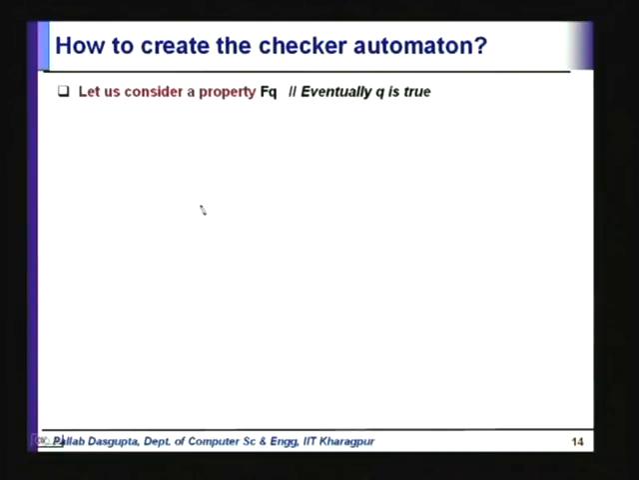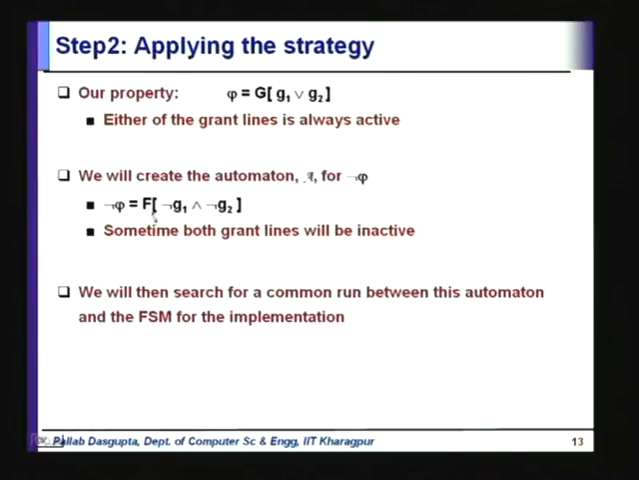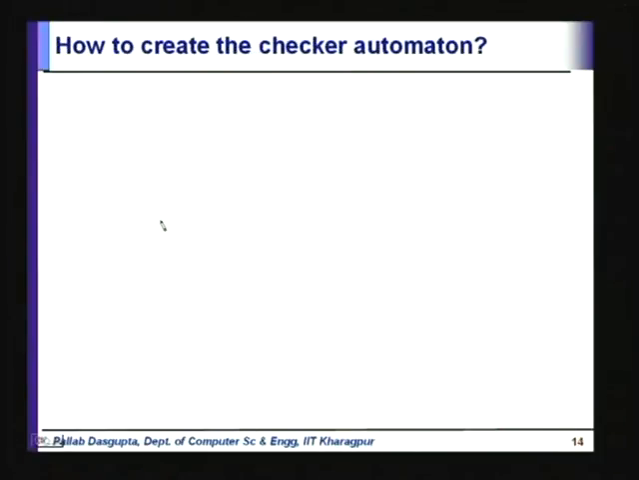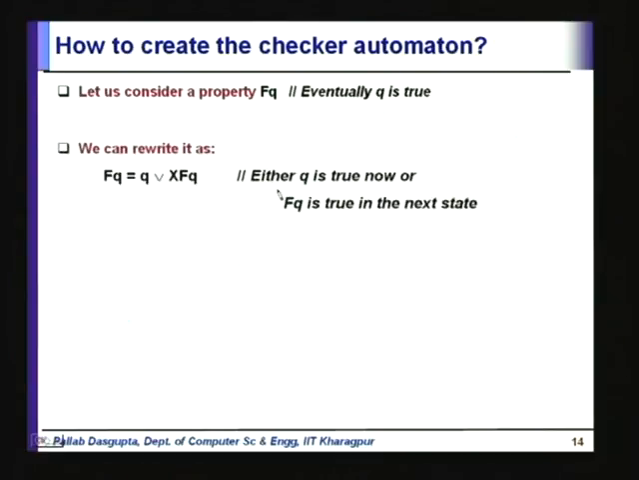Let us consider a property FQ where Q is some Boolean formula. In fact, the property that we are looking at here is of that form. If you say that this is my Q, then this is FQ. We can rewrite FQ as Q or XFQ, because FQ means either Q is true now or in the next state FQ holds. So, from the next state somewhere in the future Q holds.